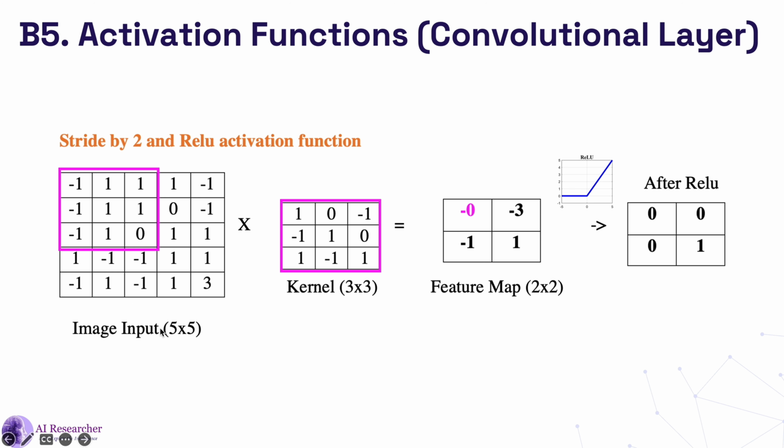This is the input image 5 by 5, kernel and feature map. You already have an idea about these three things, but after getting a feature map, the ReLU function is applied, which sets all negative values to 0, and you can see the final feature map is transformed here. So why do we apply an activation function in a convolutional neural network? Because it enhances the network's ability to learn non-linear features by introducing non-linearity into the model.